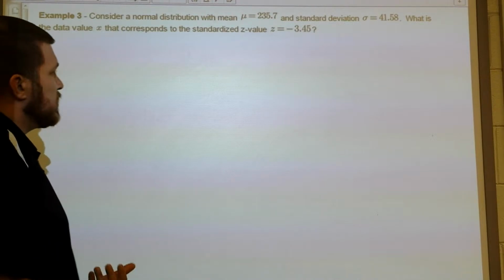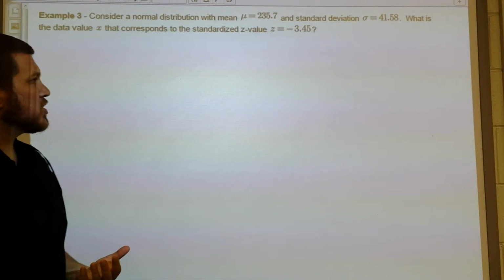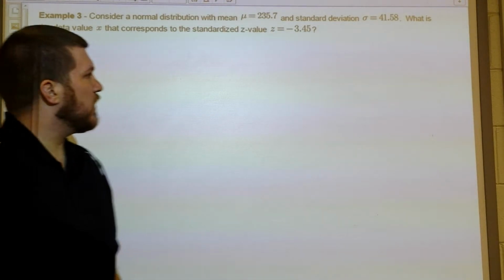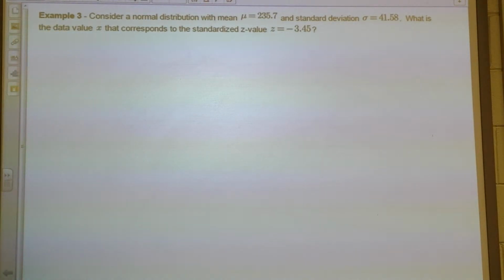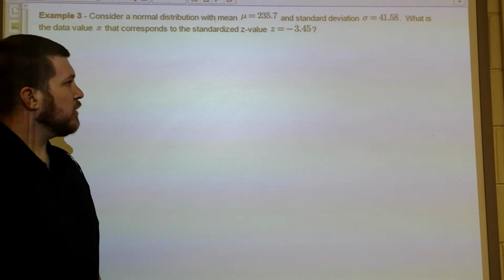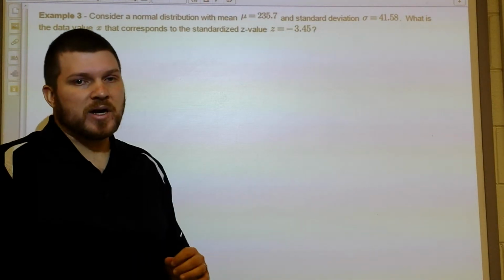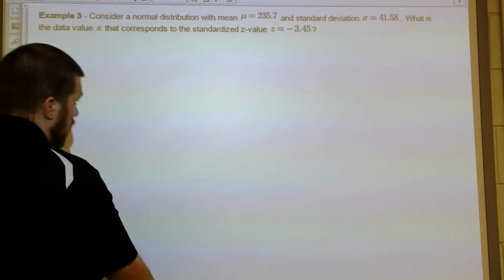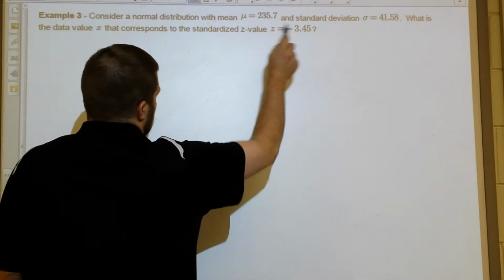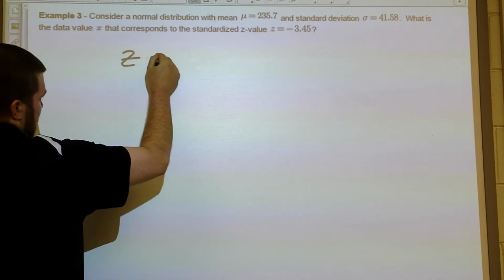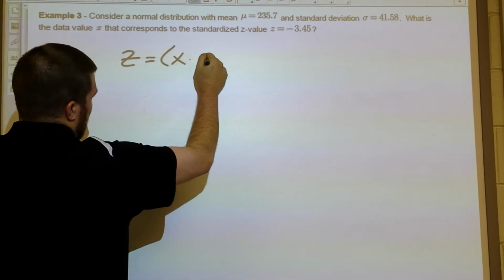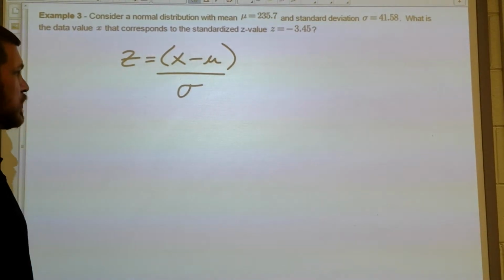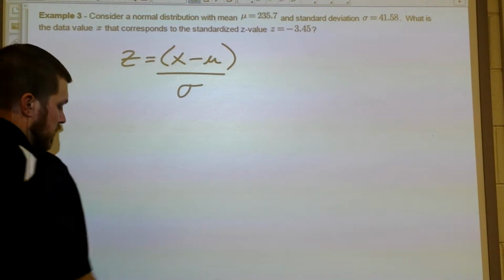So consider we have a normal distribution. Again, we are told our mean is 235.7, and we're also told that our standard deviation is 41.58. This time we want to know the original data value x that corresponds with this standardized data value of z equals -3.45. Well, we're talking about a standardized z value, so let's start off with that formula that had a z in it: x minus the mean divided by the standard deviation. This time we're going to just plug in what we know and solve for what we don't know.